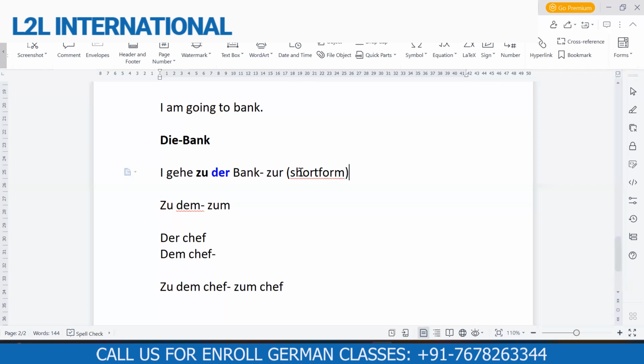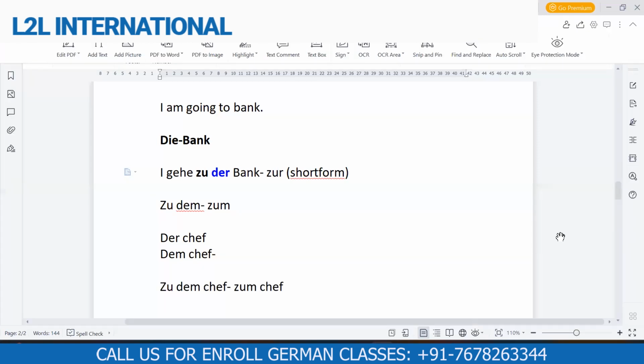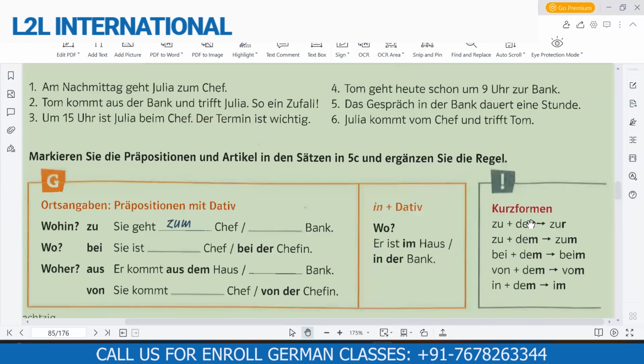Samriddhi, did you get the point? What exactly is happening with the short form? Yes, ma'am. Ashwin? Yeah. Sana? Yes, ma'am.